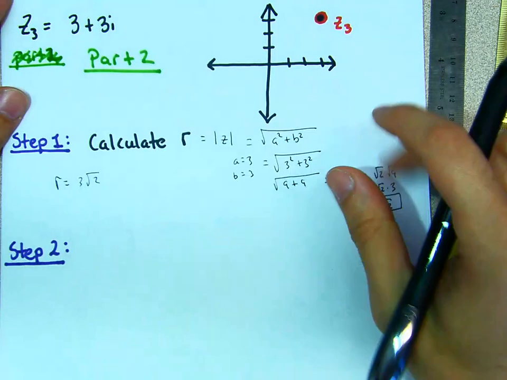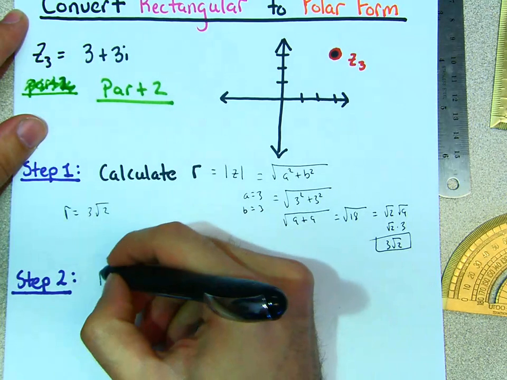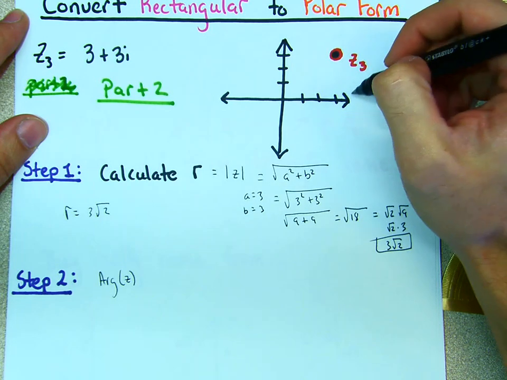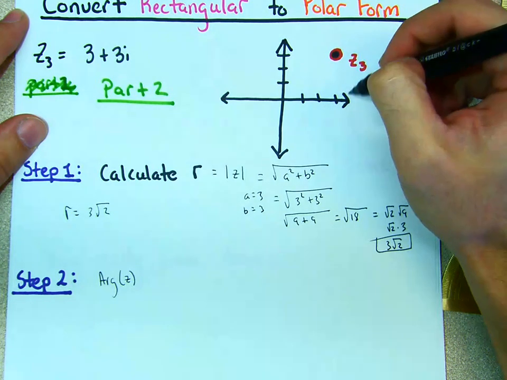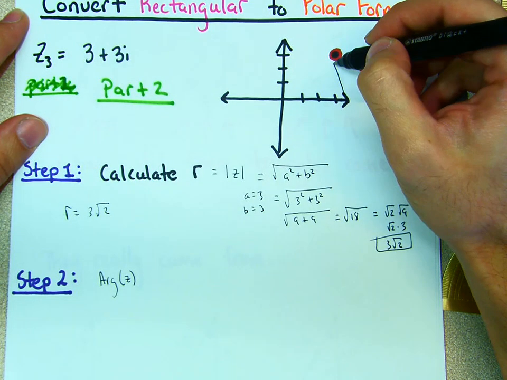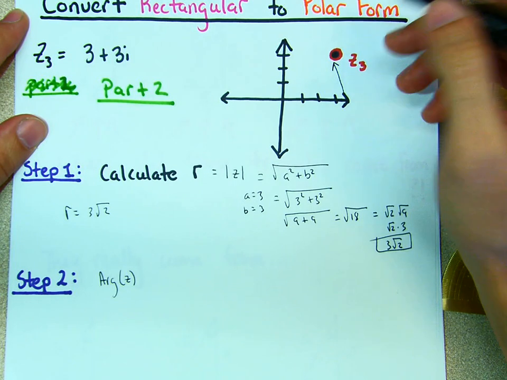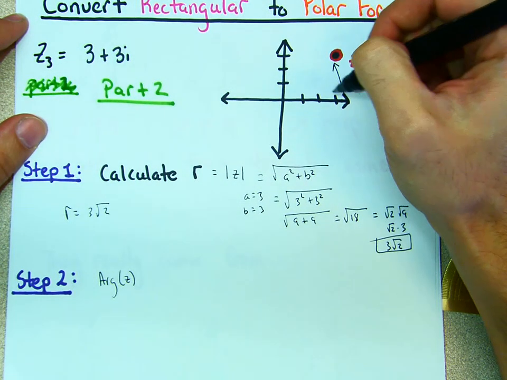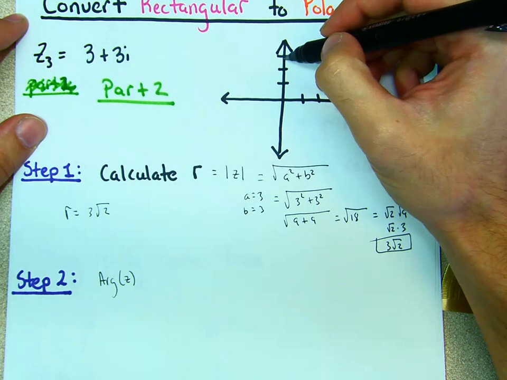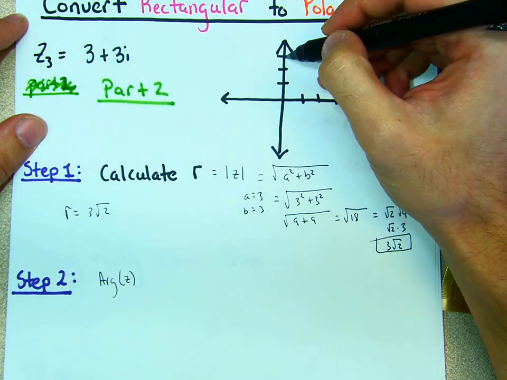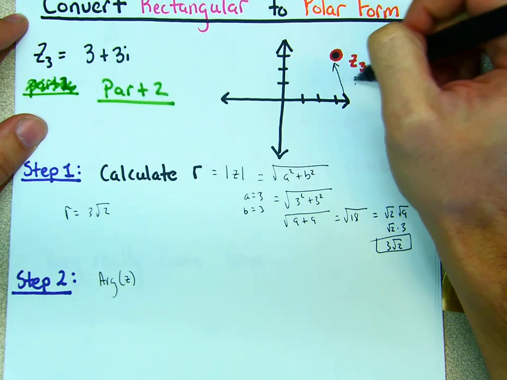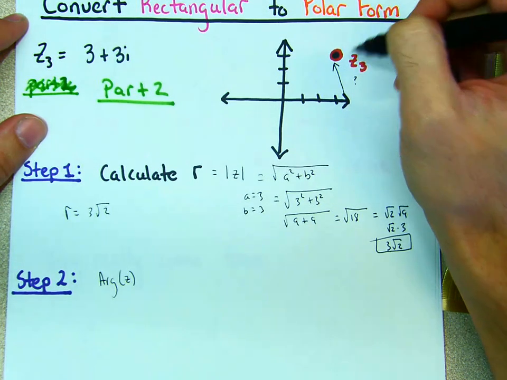Okay? Now we need to find what? We need to find the argument of z. And the argument of z is the rotation from the x-axis to here. So how much rotation is from here to here? And that's a little weird because in the previous examples, we had a rotation to here. We had either 90 degrees or 180 degrees or 270 degrees, right? How much rotation is here?